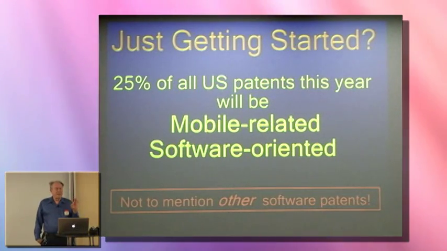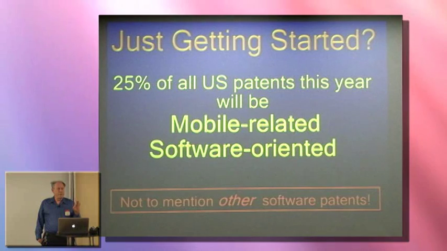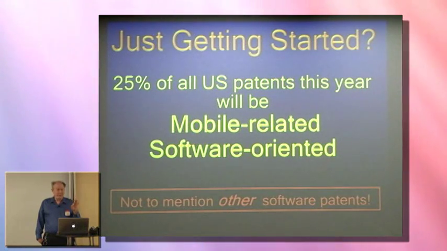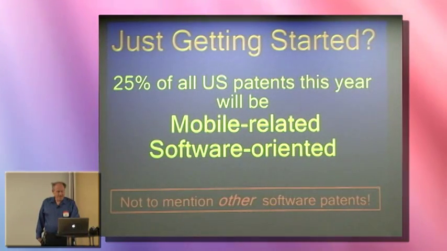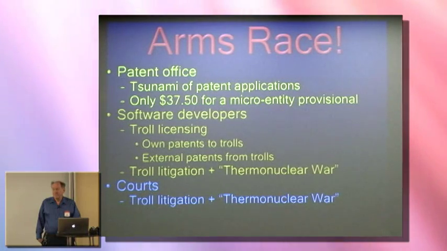Because 25% of all U.S. patents this year will be mobile-related, software-oriented, and we're not even counting the other software patents. So do we have something that's growing here or not? So what we're looking at is an arms race. Okay.